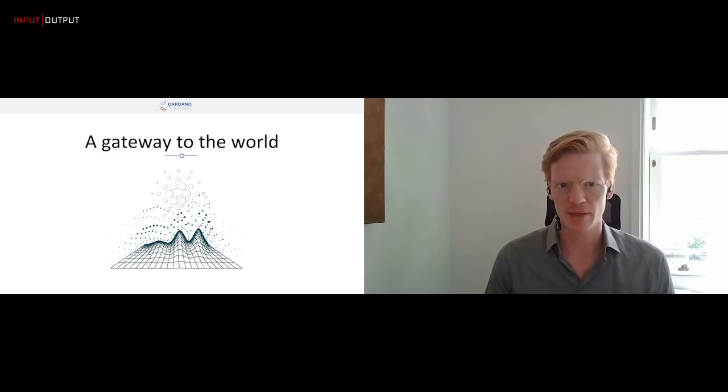But we didn't want to stop there. We also wanted to get the opportunity for Cardano to integrate with the rest of the world. This is the reason why we labeled this as Adrestia, the gateway to the world. So how does that look?